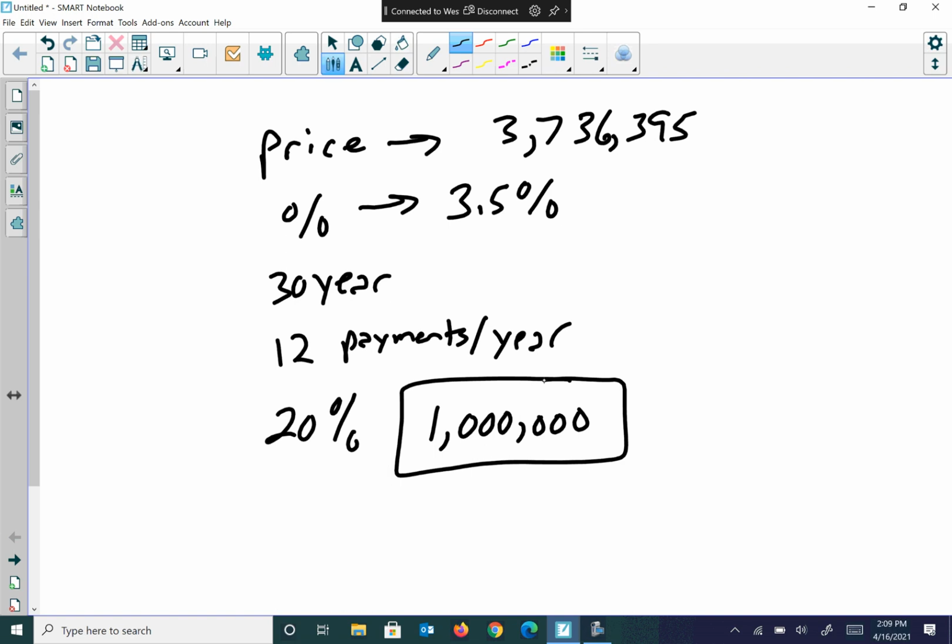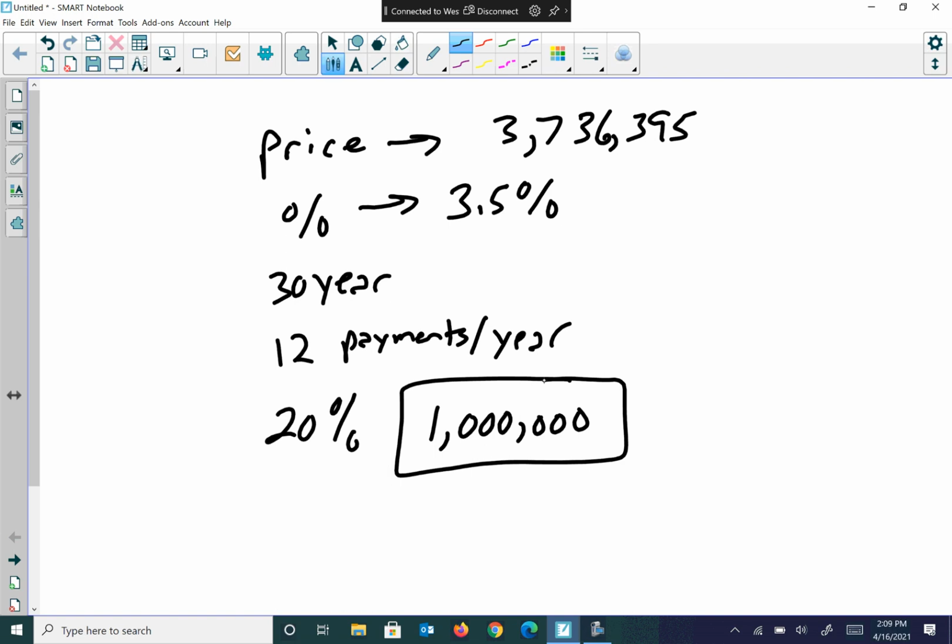All right. So a 30-year mortgage is a traditional length mortgage. And a traditional length mortgage means if I do 30 years, I pay 12 payments a year. It means it's 360 payments for this house. We have a 3.5% interest rate.